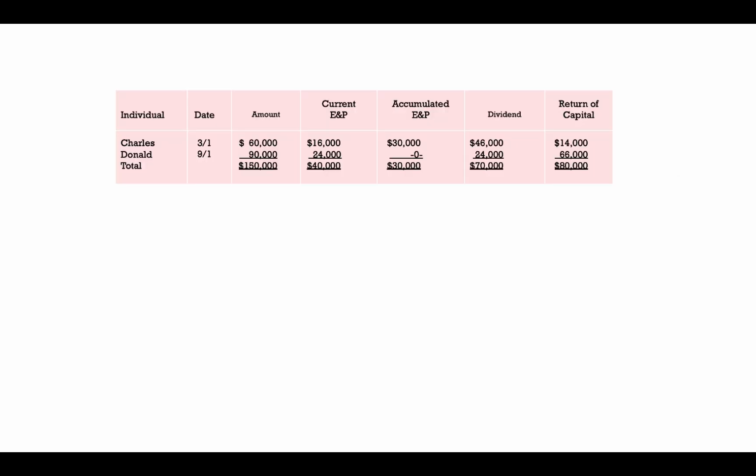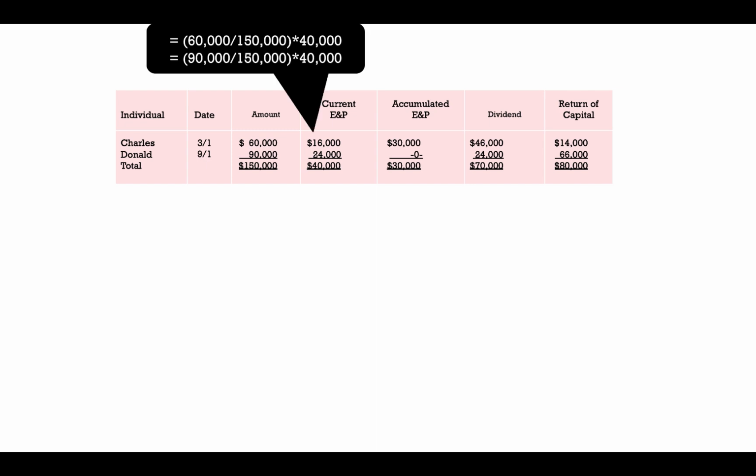Okay, so in this chart, you have the person, the date of the distribution, the amount of the distribution, and then how we treat it. So for Charles and Donald, we allocate current earnings and profits pro rata. And what I mean by that is if you see this math up here, the total distribution to both of them was 150. Charles got 60 of that, Donald got 90 of that. So you can see my formula there, 60,000 of 150,000 times 40,000, and 40,000 is the total current earnings and profits. So we allocate based on the amount of distribution.